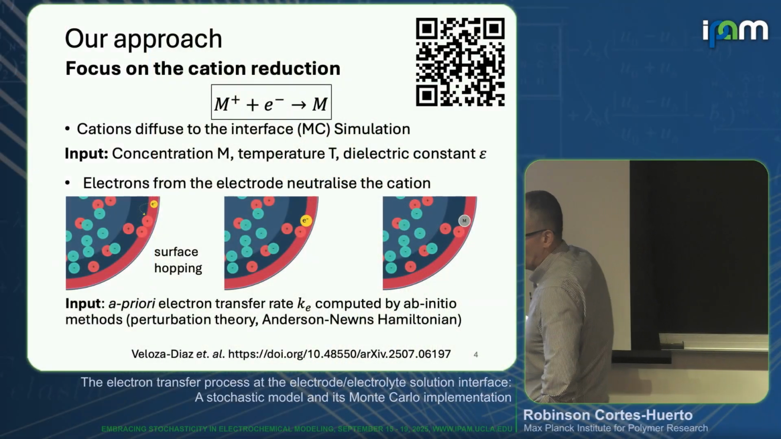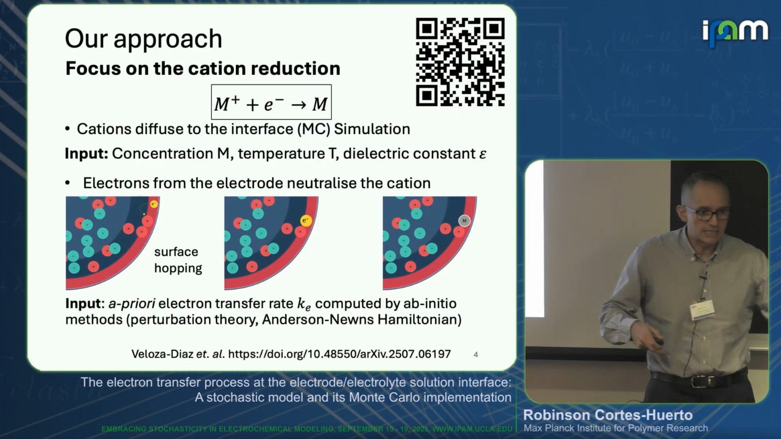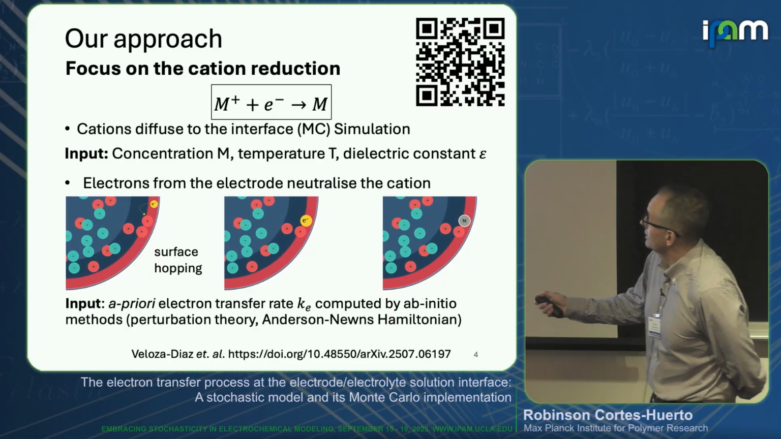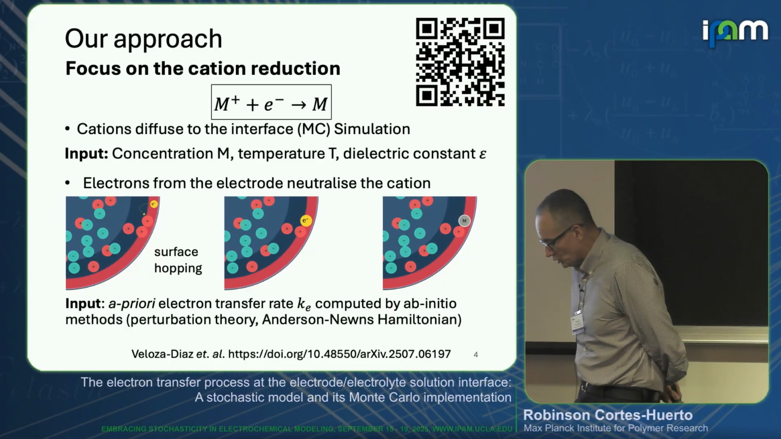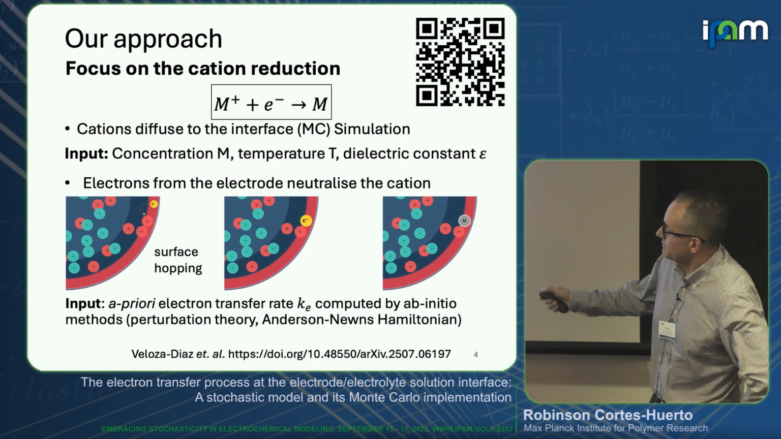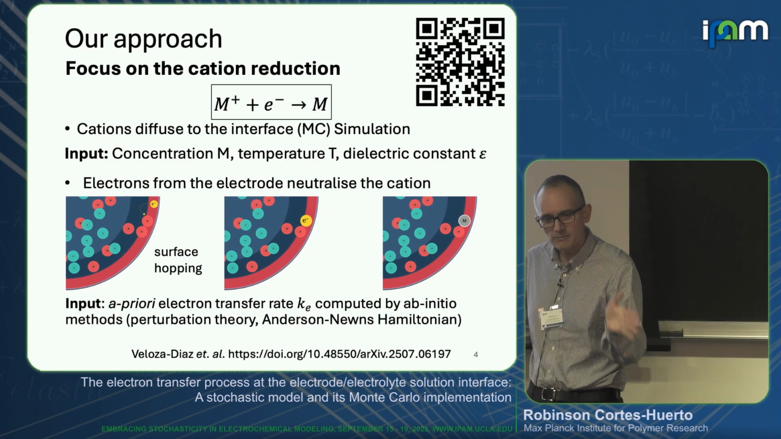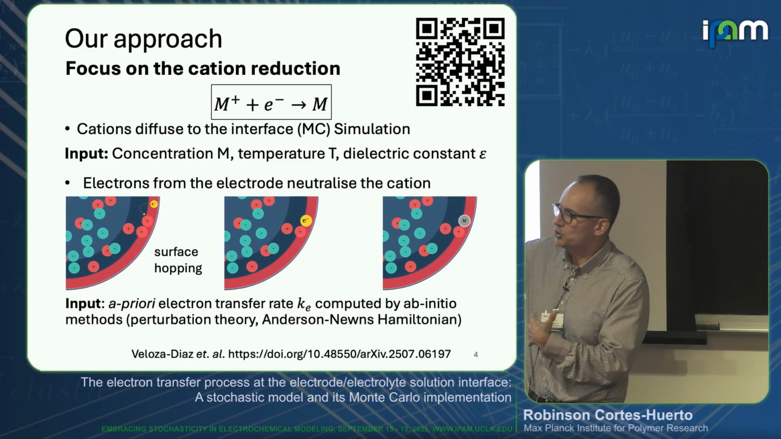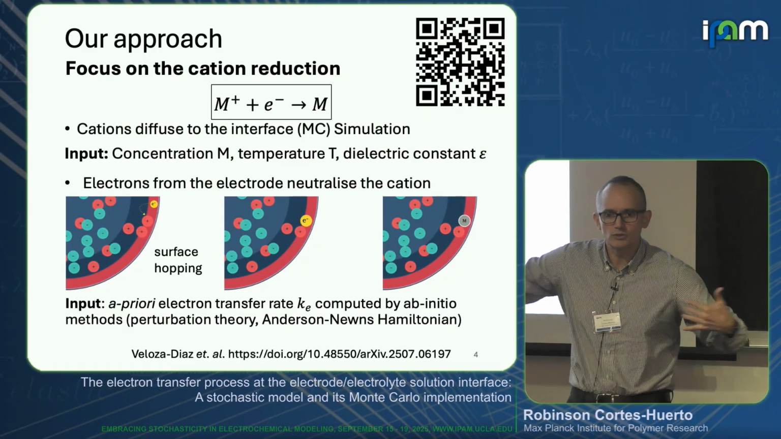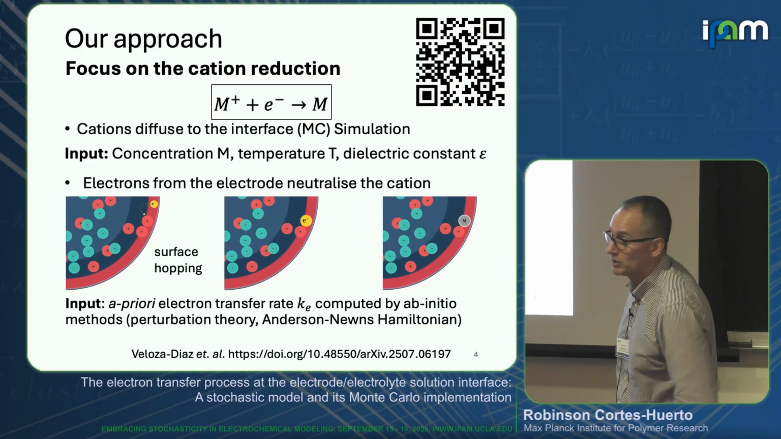Okay, so this is our approach. I will give a general idea, and then I will go into the details. We focused first on the reduction of the cation close to the cathode. And then, as I said before, an electron jumps into the cation, and then new cations will come to the interface, so they will diffuse. So there is an interplay between the two effects.